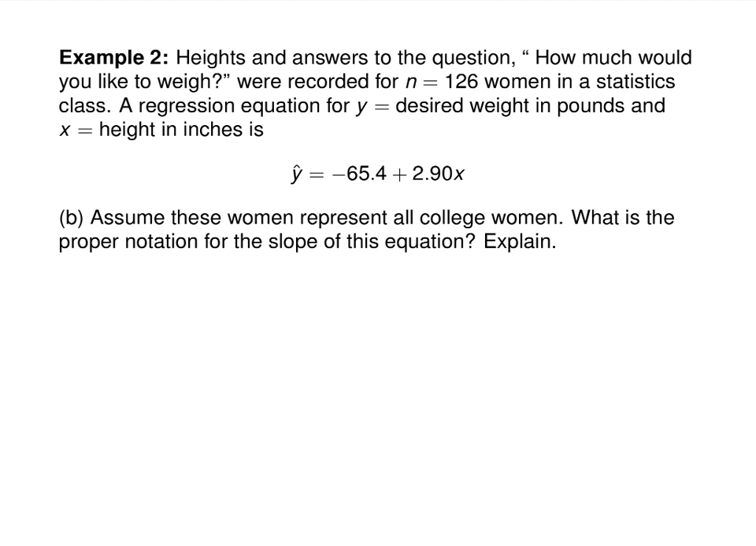Okay. So assume these women represent all college women. As in, the people that were surveyed are representative, which means that it's a representative sample and there's no bias, like I didn't only ask the basketball team. Okay? What is the proper notation for the slope? So I said that they represent. I didn't say that they were all college women. Does that make sense? So it'd still be B1.